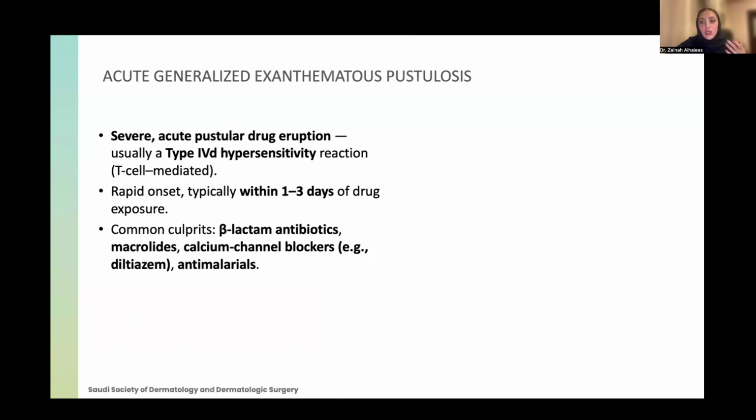How do we diagnose it? Usually it's a rapid onset of rash after initiating the medication, less than 4 days. Usually it's between 1 to 3 days of drug exposure, and most commonly it's your beta-lactam antibiotics as well as your macrolides, but you also have calcium channel blockers as well as anti-malarials.